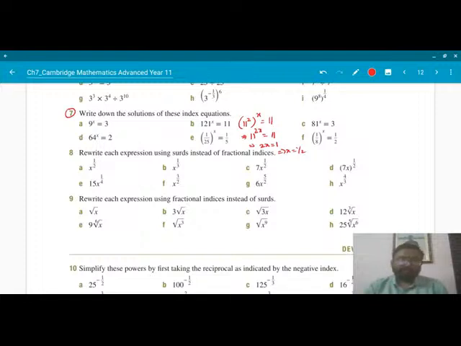Okay, so rewrite the expressions using surds. It is square root x. Instead of a fraction, it's the cube root of x. It is 7 square root x. Keep it up, no problem. Can you give some example?